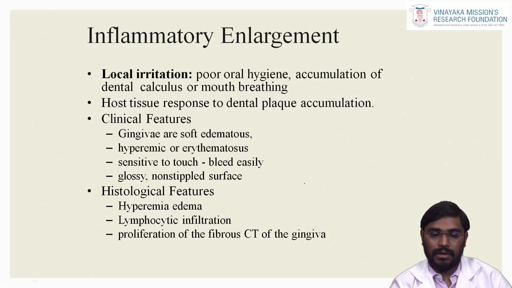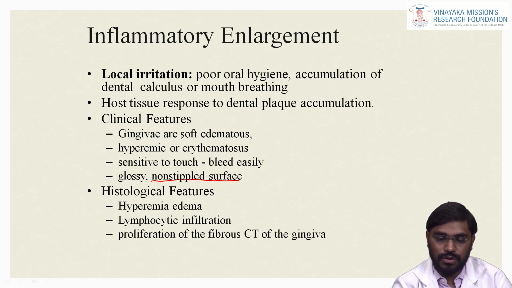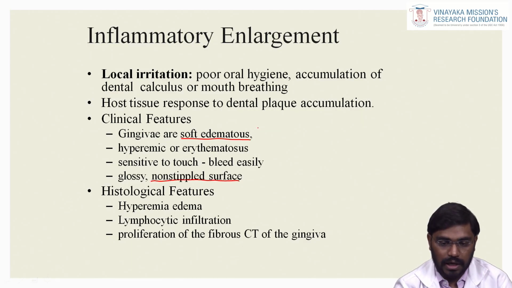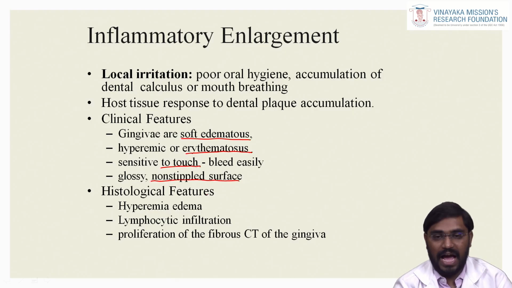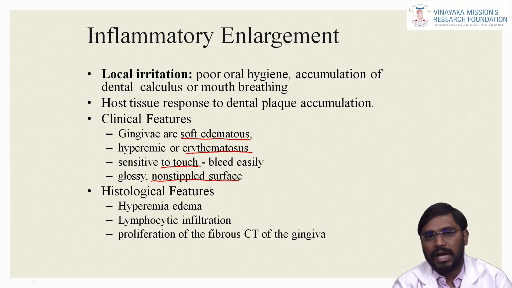Coming to the inflammatory enlargement: local irritants, such as poor oral hygiene, accumulation of dental plaque or calculus, or mouth breathing. Host tissue response to the dental plaque accumulation will be seen. Clinical features: gingiva is soft and edematous, hyperemic or erythematous, sensitive to touch, bleeds easily, glossy, with a non-stippled surface. It is reddish, and as soon as you touch it, it bleeds. Stippling will be absent. Stippling is one of the normal clinical features that you can observe in healthy gingiva.